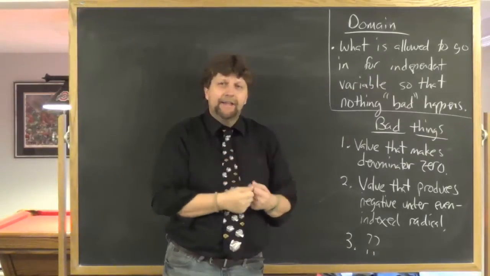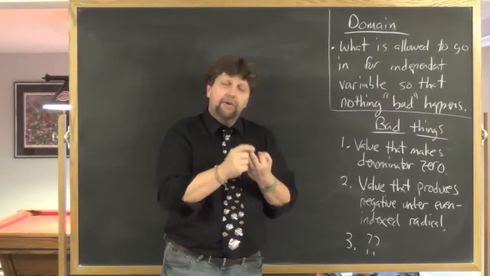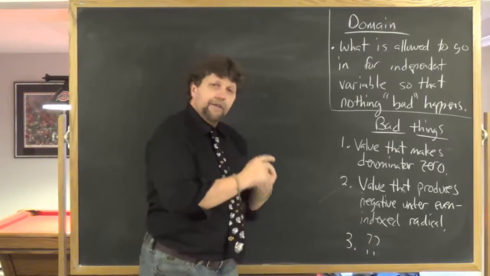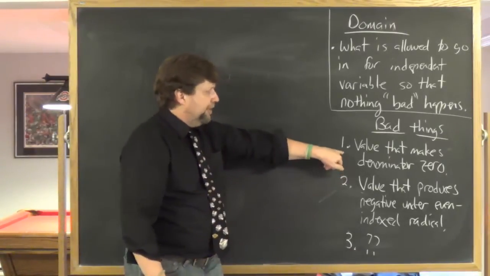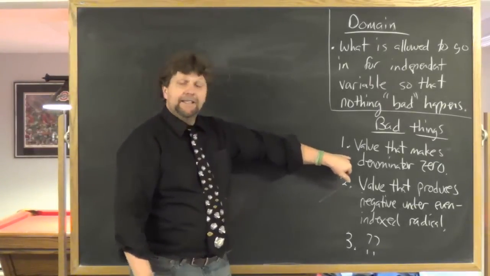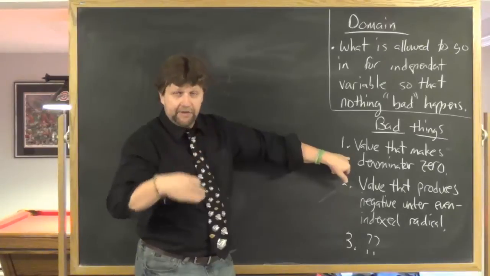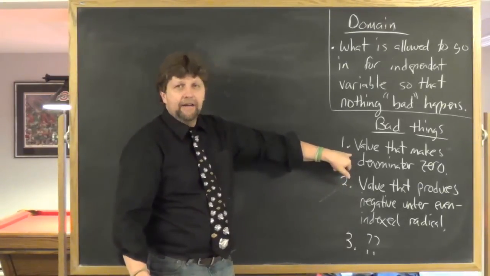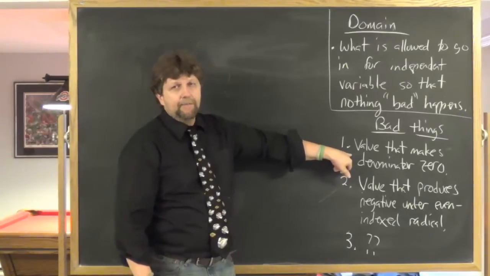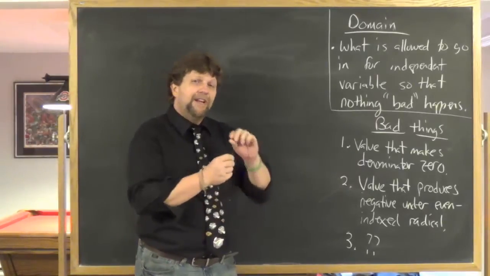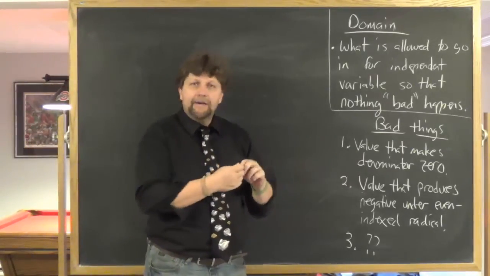Well, what's a bad thing to happen? There are 3 bad things that you need to focus on in function land. The first bad thing is if you put in a value for the independent variable and it makes the denominator, so you're seeing a fraction here, 0, that is bad. We can't divide by 0. Division by 0 is not allowed. So anything that would make the denominator 0 would not be in the domain. You're not allowed to have that happen.